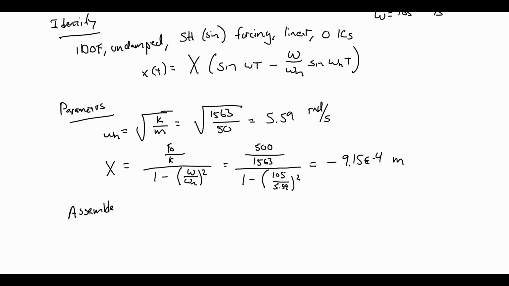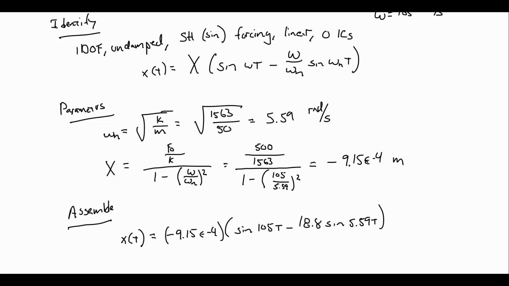So putting this together, we're going to get here x of t is negative 9.15 times 10 to the negative 4 times sine of omega t, that was 105, times t, minus omega over omega n, which is going to give us 18.8 times the sine of our natural frequency times time. And that will be in meters.